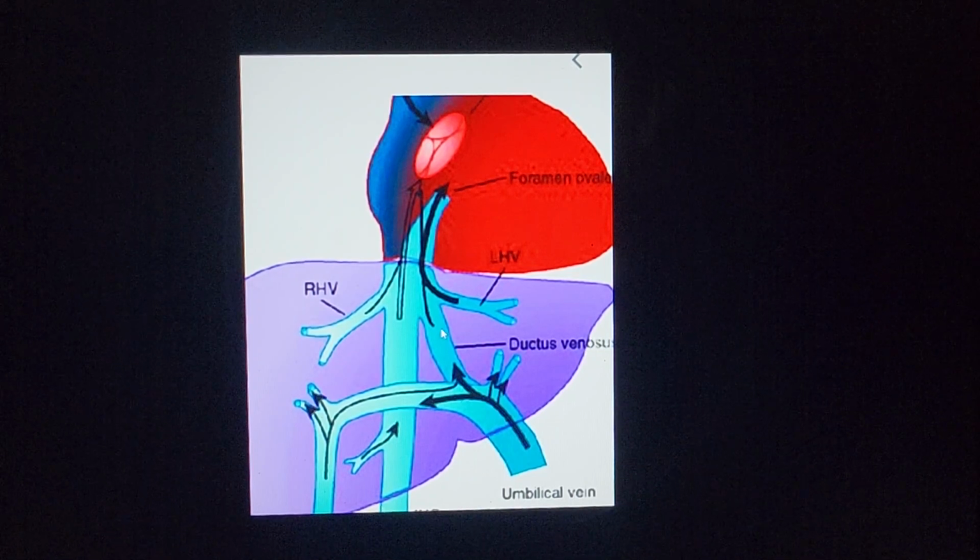So the oxygenated blood is bypassing the right heart and entering into the left heart directly, so that the highly oxygenated umbilical vein blood from the mother goes to the left atrium, left ventricle, and then into aorta to the brain, body and myocardium.